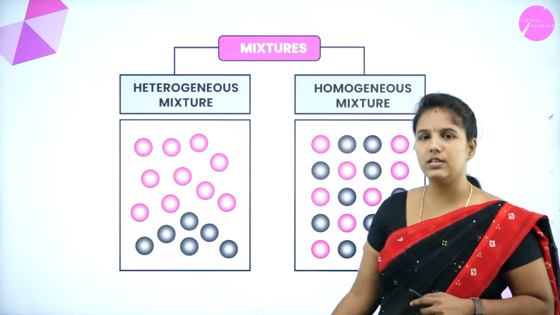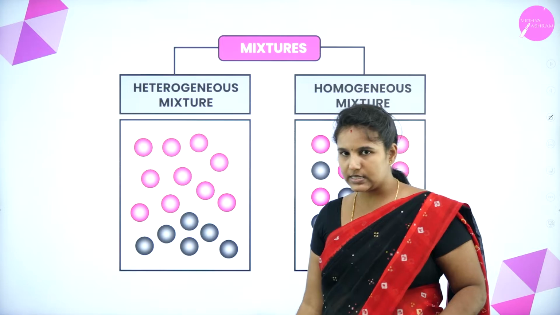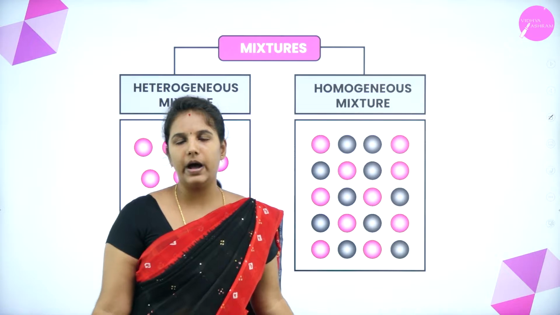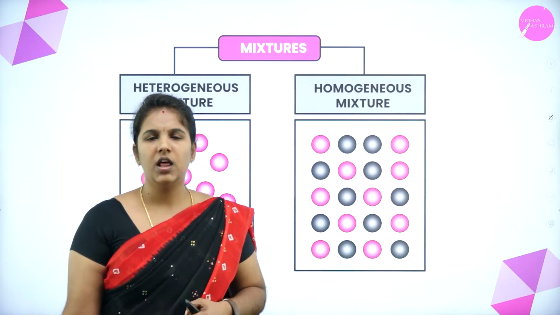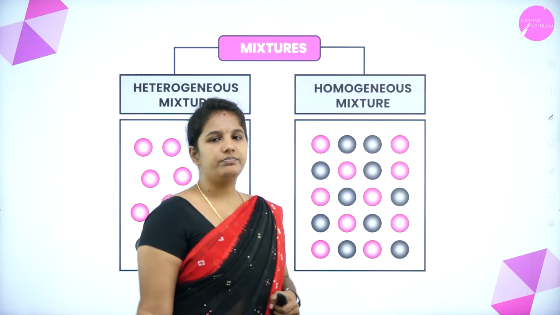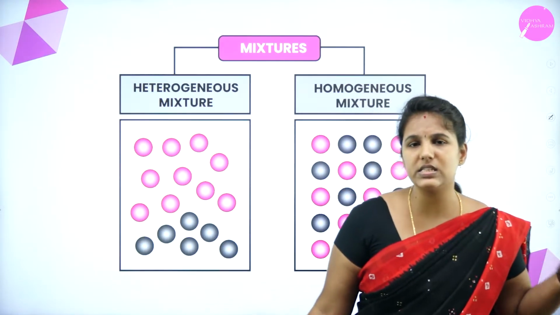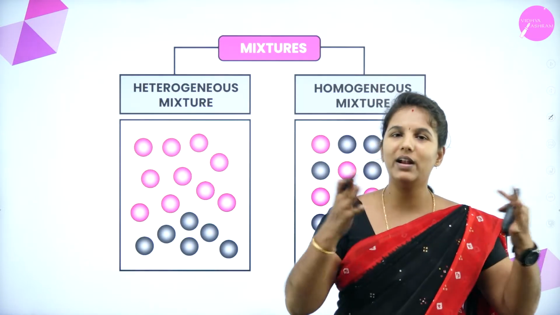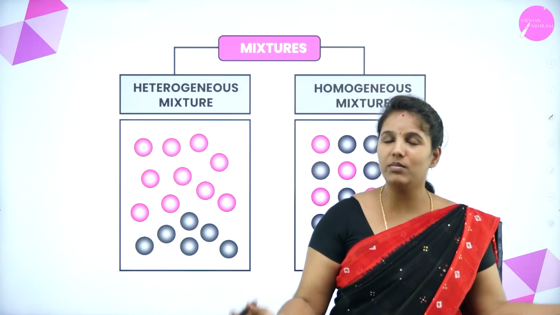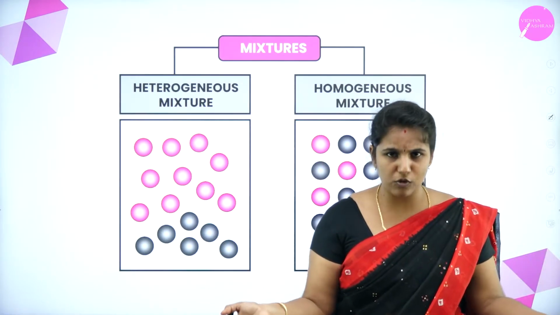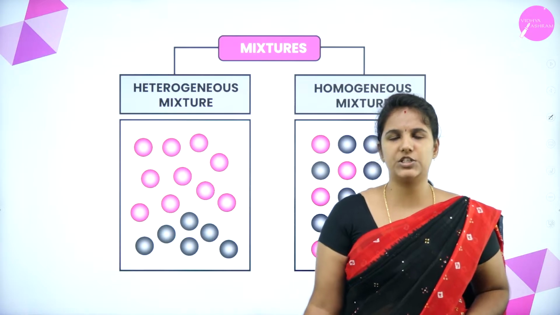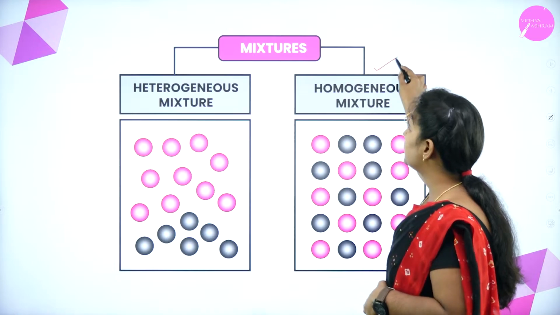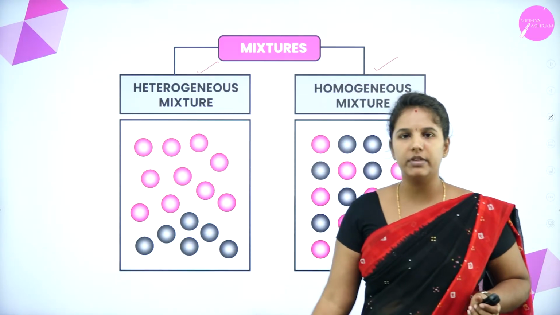Now, let us move on to the other classification of matter, that is mixtures. Till now, we have studied the pure substances. Let us study the other part, that is mixtures. Do you know what is a mixture? Mixtures are substances obtained by combining two or more different elements. If two or more different elements are combined in any proportion, then we say it is a mixture. Again, these mixtures are of two types, homogeneous mixtures and heterogeneous mixtures.